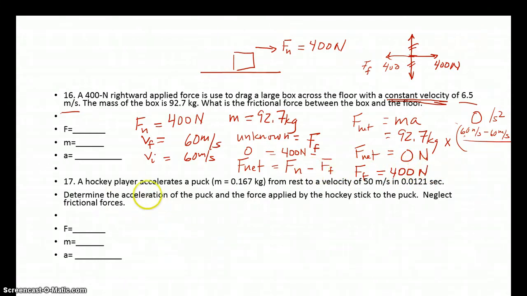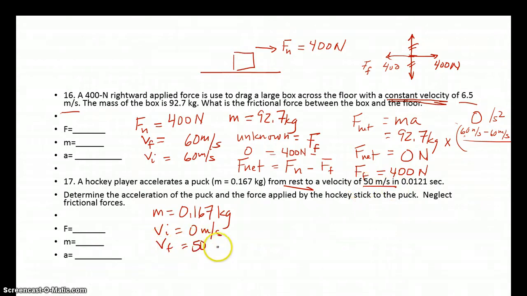Okay, let's do the next one of the hockey player. Again, it looks like he's accelerating, so we have an acceleration. We have the mass being 0.167 kilograms of the hockey puck. And it is from rest, so that's a key word because that tells me that my initial velocity is 0 meters per second. And then it travels to 50 meters per second. That's going to be a velocity of 50 meters per second. I also know that it took 0.0121 seconds to travel that, okay?